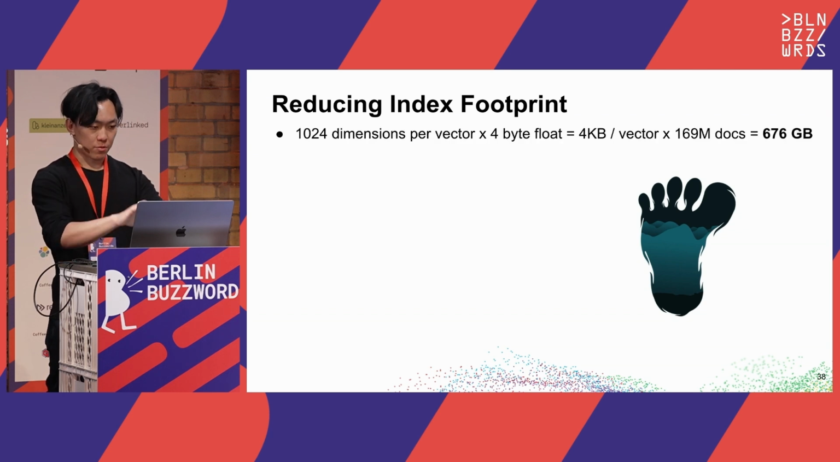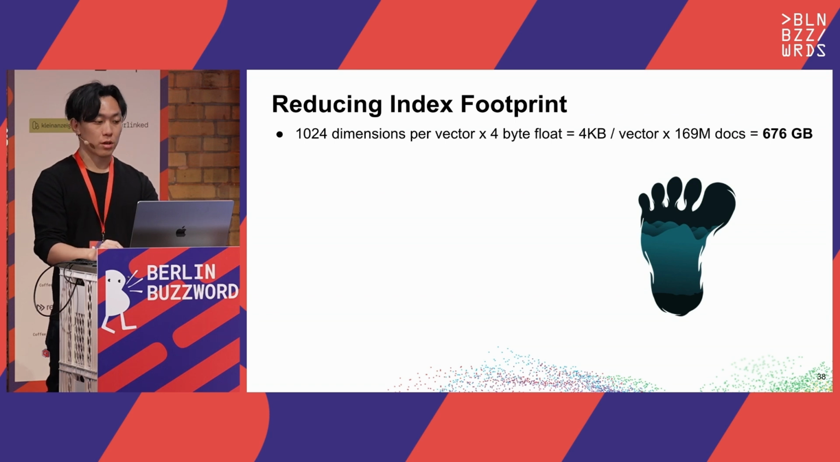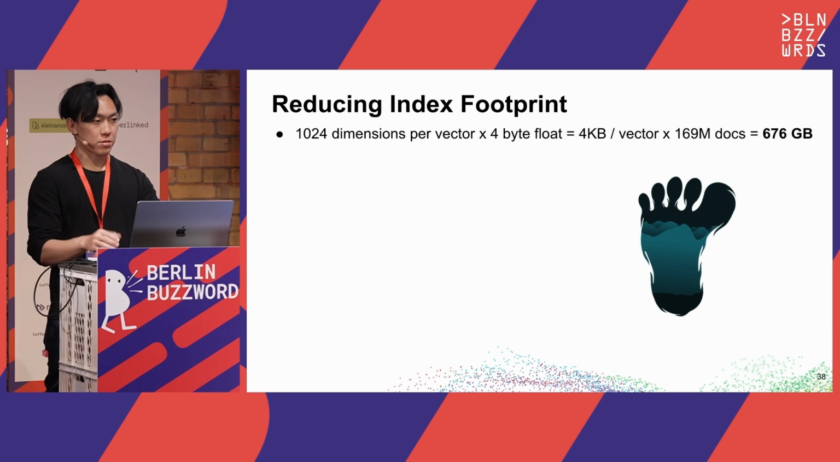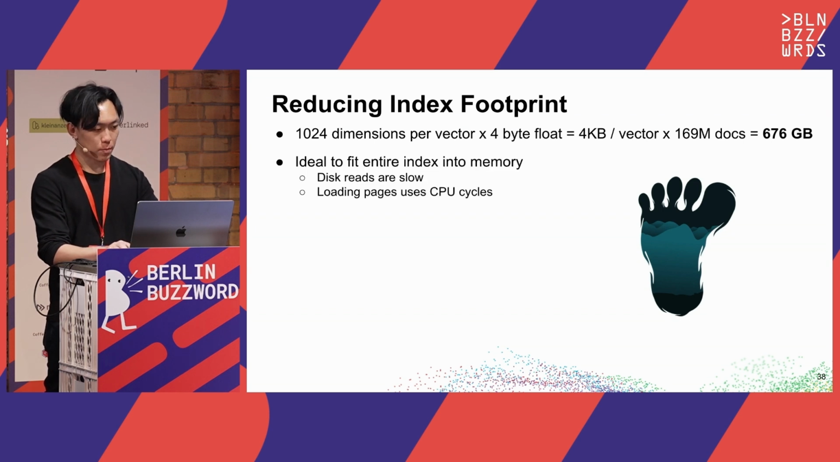First off, it's worth noting that with vectors, there's certainly a significant storage cost. So for 1,000 dimensions, and each is a 4-byte float, 4 kilobytes per vector, approximately 169 million documents. The minimum footprint is 600, 700 gigabytes. So it's quite substantial, especially compared to some text fields.